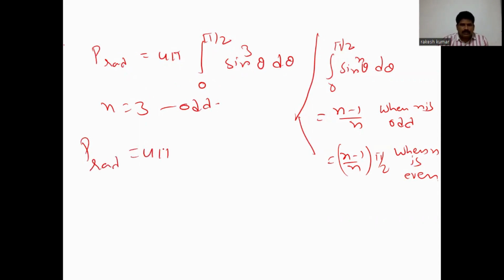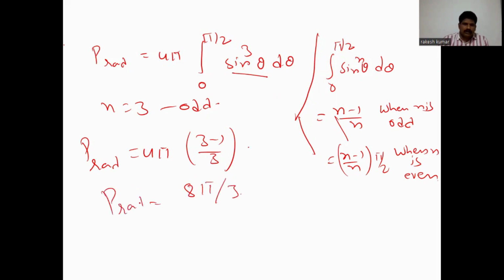P radiated is equal to 4 pi into the integration of sin cubed theta. So it is nothing but n minus 1 by n, so it is 3 minus 1 by 3. So 4 pi into that gives 8 pi by 3. So this is the formula for P radiated.